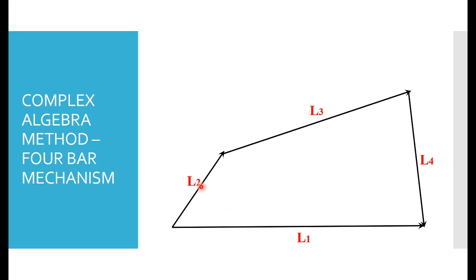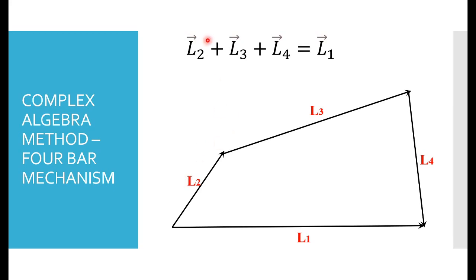Then the equation we can write is: vector L2 plus vector L3 plus vector L4 minus vector L1 equals 0. For a closed loop it will be 0. L2, L3 and L4 are in the same direction, so you put plus: L2 plus L3 plus L4 minus L1 equals 0. That is the expression or equation you can write from this diagram. This is your first step, called the loop closure equation. Please note the loop closure equation.